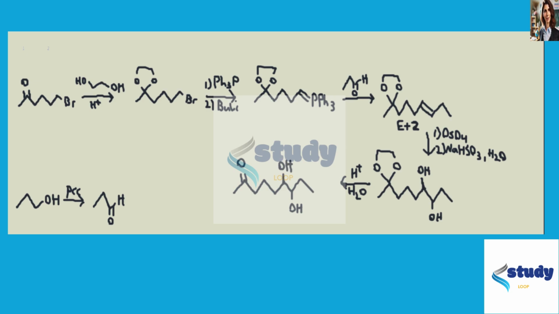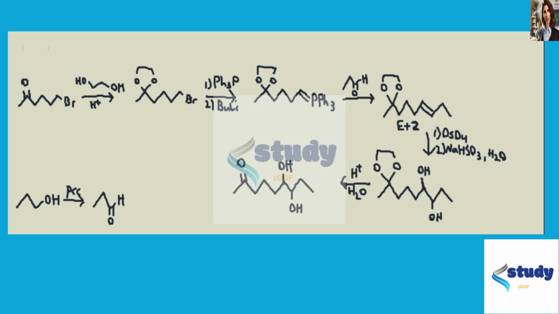This is 6,7-dihydroxy-2-nonanone. And then a little more acid will get us to the Brevicomin. But this is the molecule we were asked to make. And so here it is. Here's a synthetic route to it.